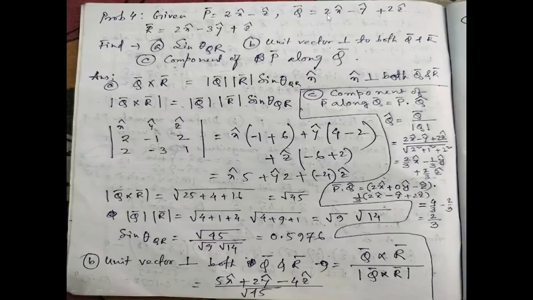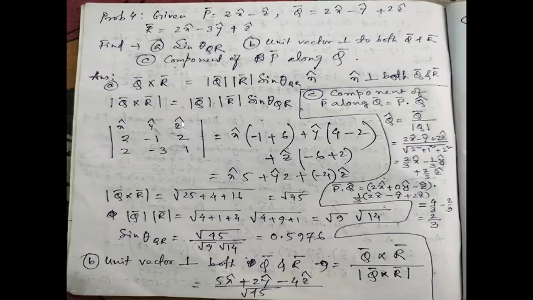For q, the coefficients are 2, minus 1, 2. The coefficients of r are 2, minus 3, 1. Now, when I compute the x component, I suppress this column and this row. Then x hat equals minus 1 into 1, that is minus 1, minus 2 into minus 3, that means plus 6.